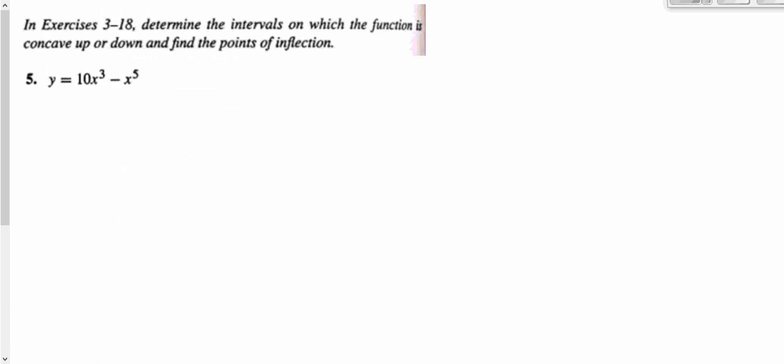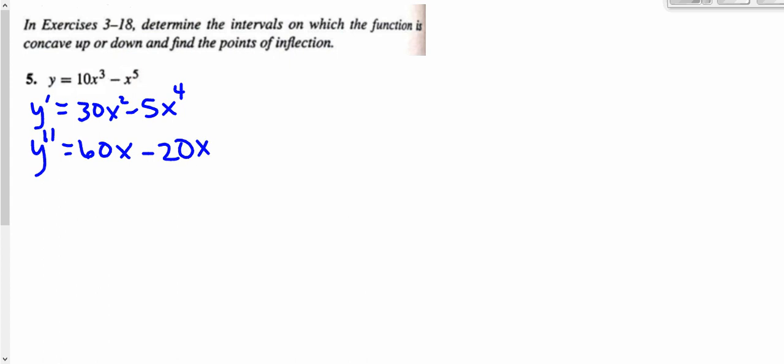Okay, number 5, determine the intervals on which the function is concave up or down and find the points of inflection. So we're going to take the first derivative. That would be 30x squared minus 5x to the fourth. And then the second derivative, that would be 60x minus 20x cubed. We want to see where the second derivative equals 0 or does not exist to get the potential inflection points. This is always going to exist. There's not going to be any does not exist points because it's just a polynomial.